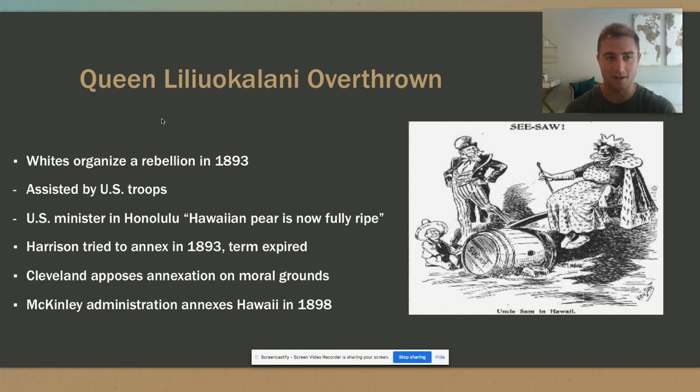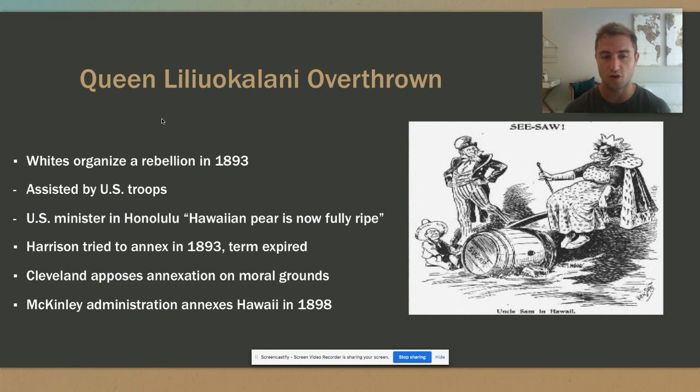There's a rebellion on the island in 1893 where U.S. troops show up after the U.S. minister in Honolulu sends a telegraph saying the Hawaiian pear is fully ripe, and now is the golden era to pluck it. And because of this, American troops move in, push out Hawaiian resistance. And at the time, our Republican president, Benjamin Harrison, is looking to annex Hawaii in 1893. However, before he can do it, he's out of office.